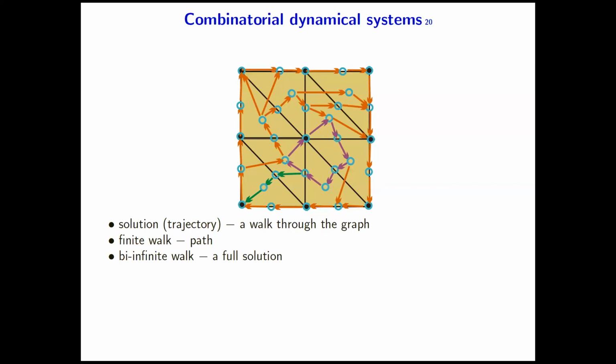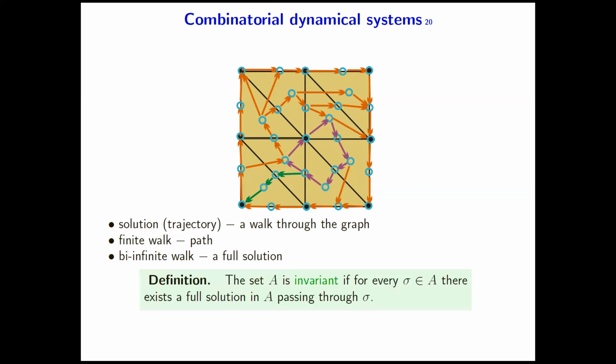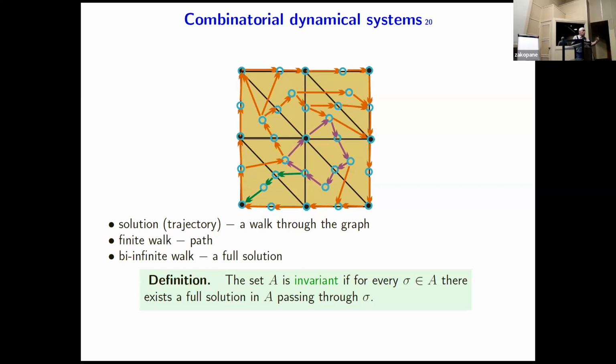Okay, and you can define a solution as a walk in the graph. It's convenient to sometimes have a finite walk, then I speak about a path. So this is the concept Forman used. An infinite walk will be referred to as a full solution. And then you say that a set of cells is invariant if for every cell in this set, there is a full solution sitting in this set. So you have just a walk in this directed graph, but you stay in this subset of cells.